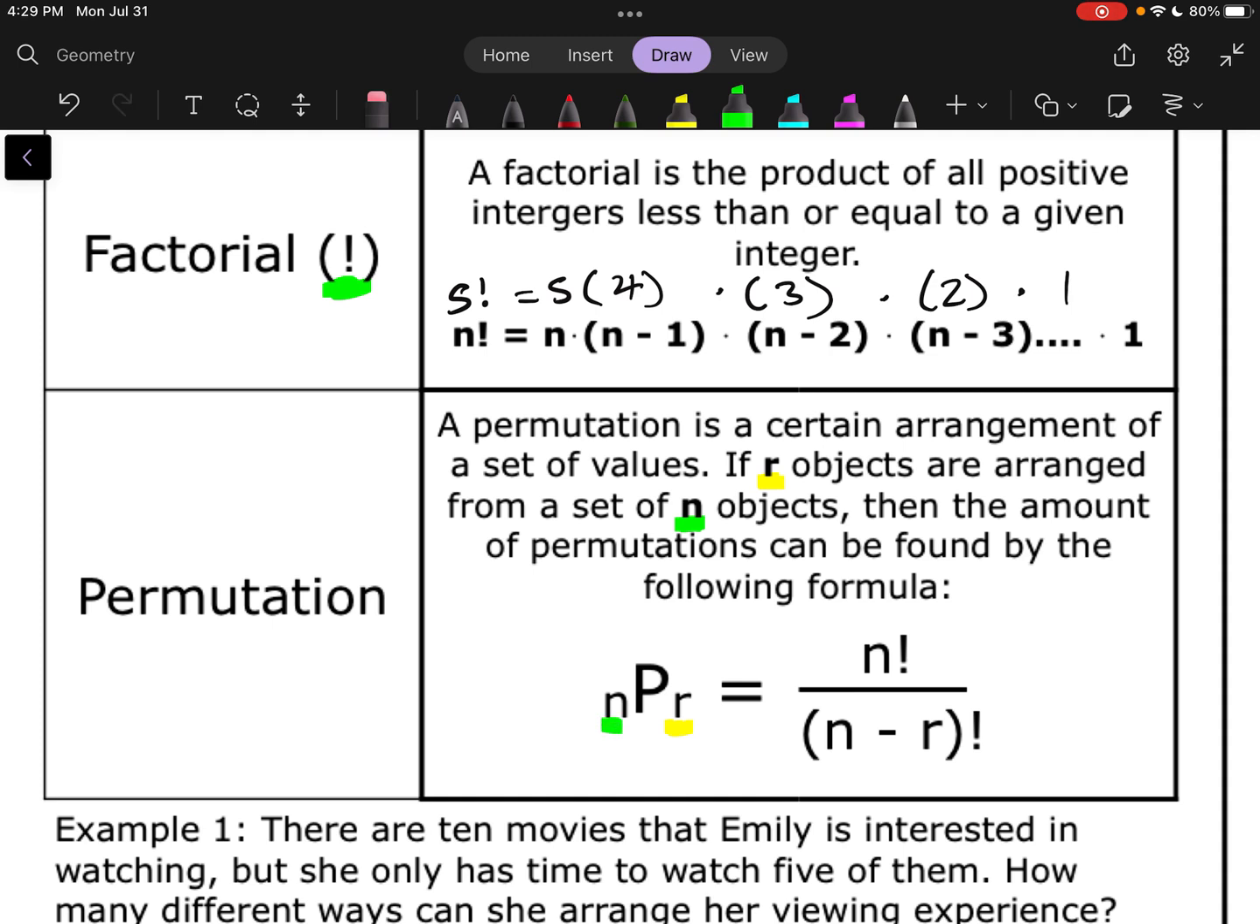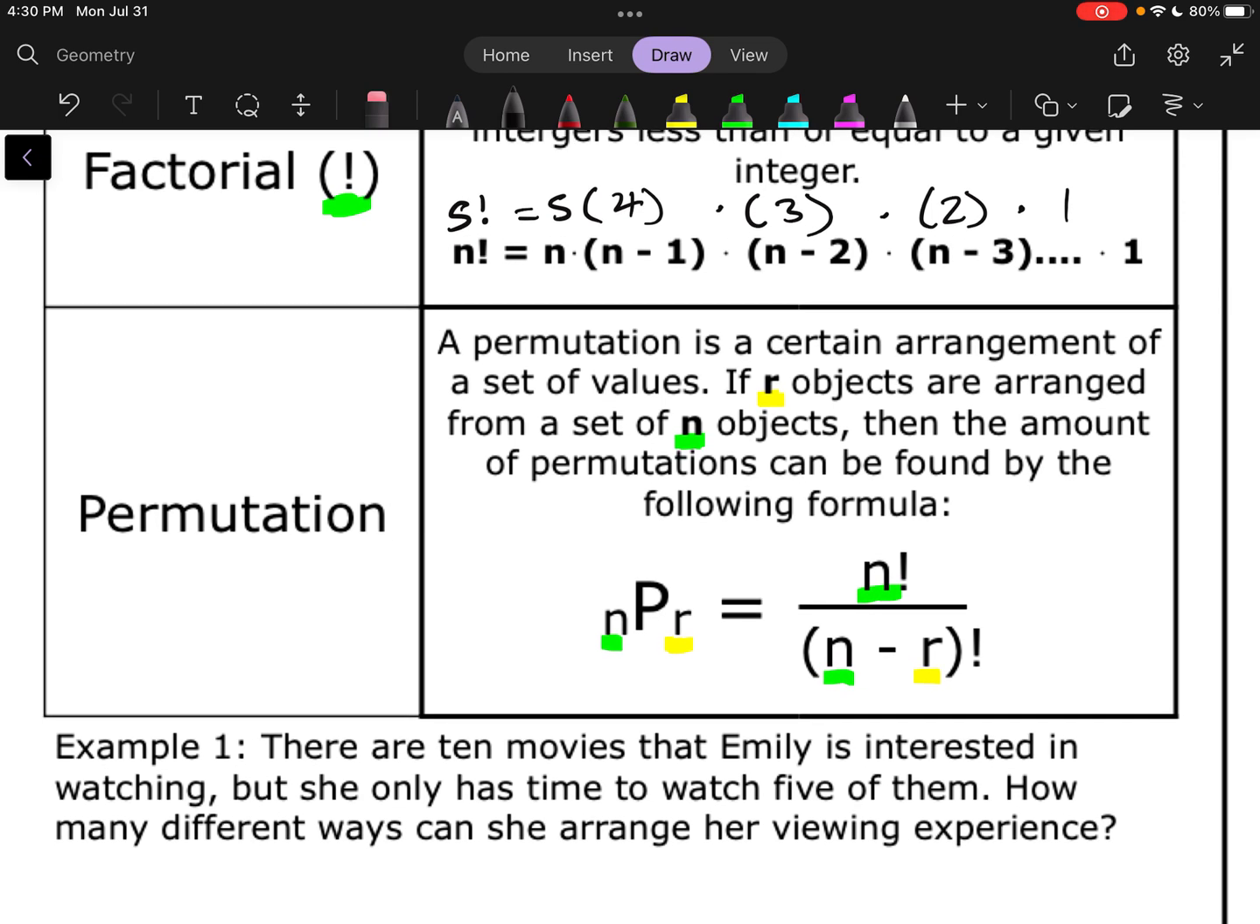And we got a formula for this utilizing the factorial. So on the top, you are going to put the total number of things that you are choosing from. So big number up top, N factorial, divided by N minus R factorial. And remember, R is the amount that you are choosing. Okay? Now, permutations are where order matters. You are arranging things in a specific order.